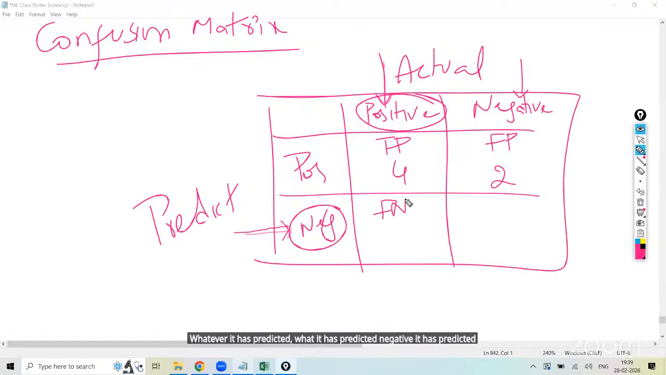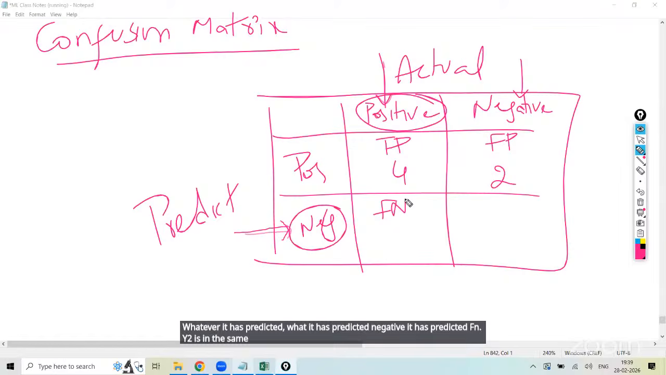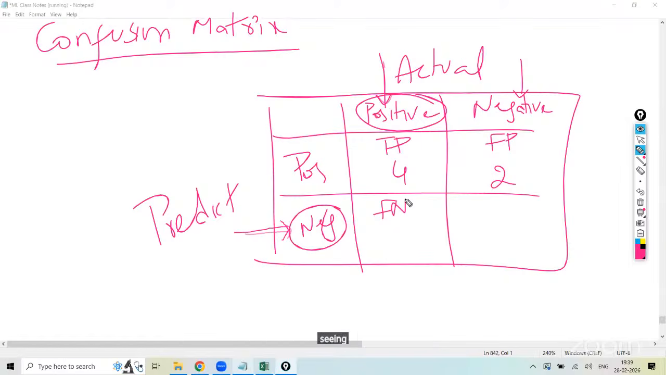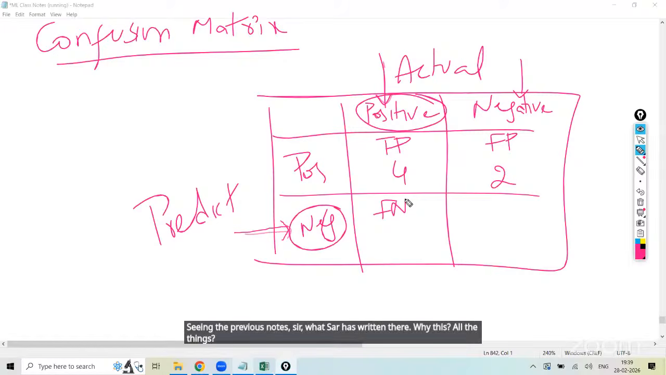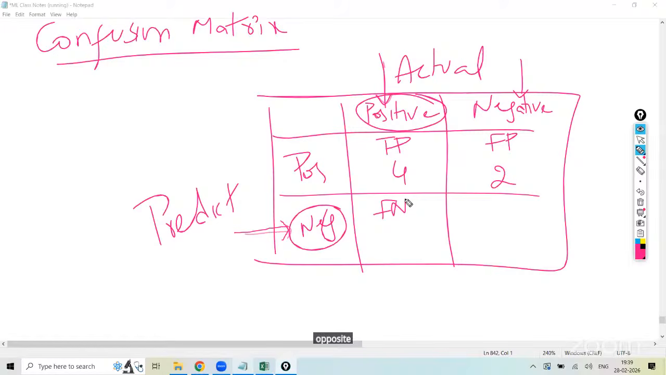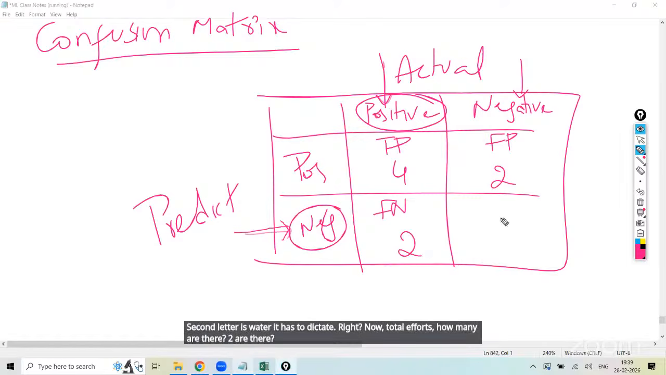FN. Why look at the previous notes? See what sir has written there. Opposite is F letter, same is T letter. The second letter is going to be whatever it has predicted. Right? Now, total FNs, how many are there? 2 are there. Now the next one is this cell.